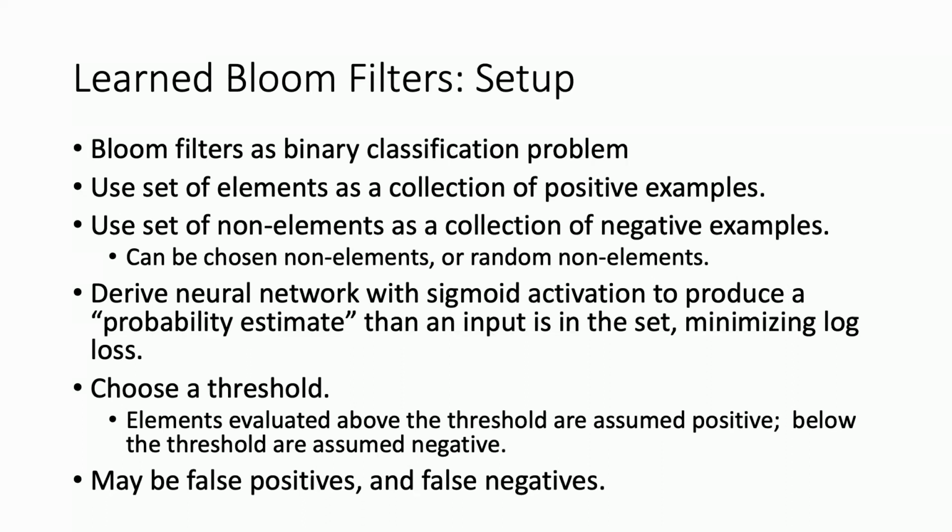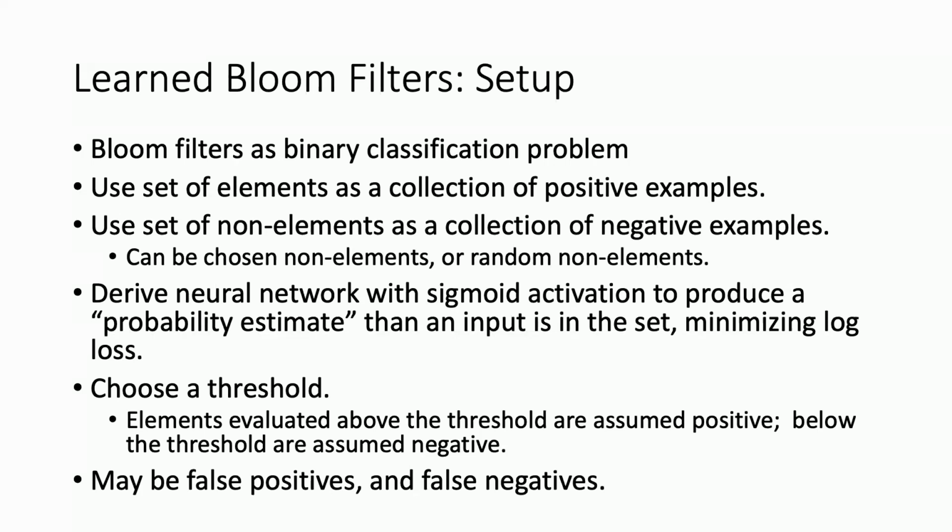Okay. So first off, just like how the learning part works, the positive elements, you can think of it as a binary classification problem. The elements of the set are clearly positive examples. You can either find negative examples by choosing randomly, or if again it was a security site and you were talking about bad URLs, you might have a bunch of good URLs you could use as negative examples.